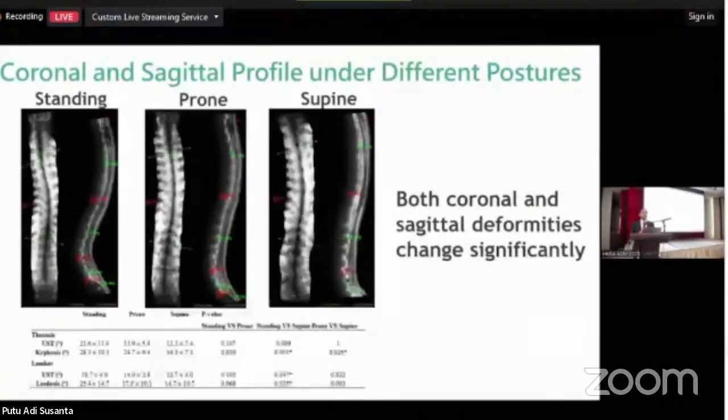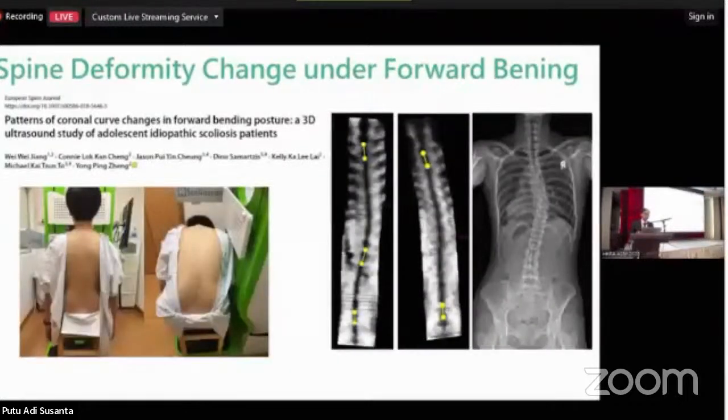And this is the reason why CT and MRI are not commonly used for diagnosis of scoliosis. You can see that when the posture changes, the spine changes not only in the sagittal view, but the coronal view also changes a lot. The reason is gravity, because standing is very different. And this is forward bending, similar. Forward bending is actually the screening method, but we do not know what happens when the kids bend forward, so we try to understand more about this.